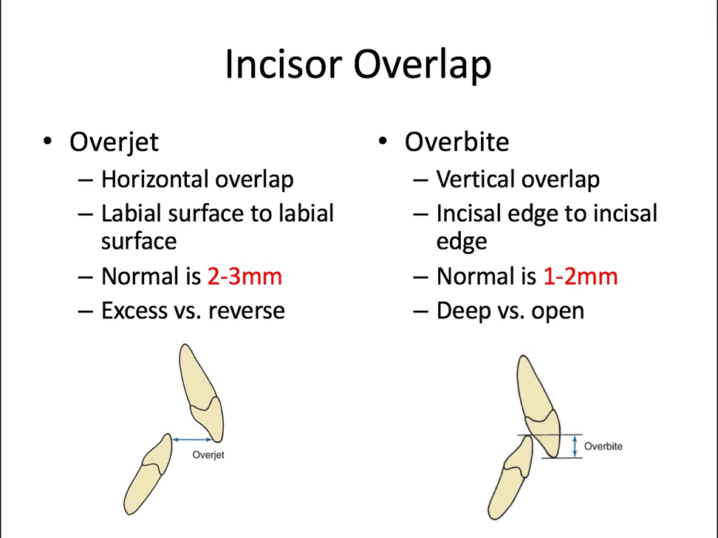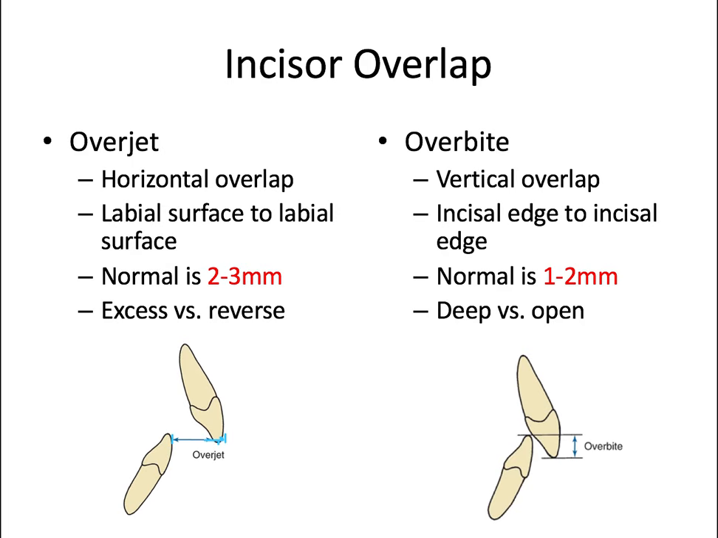So now we can talk about incisor overlap. And I know I've thrown out these terms overjet and overbite throughout the series. Now we finally get to unpack what exactly these mean. So overjet is defined as the horizontal overlap of incisors measured from the labial surface of the lower incisor to the labial surface of the upper incisor. So this image actually doesn't portray this accurately. The arrow should actually be going all the way up here.